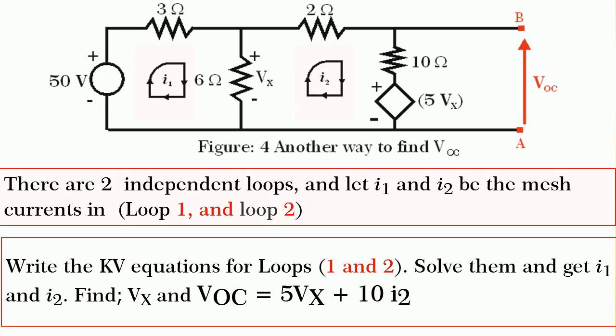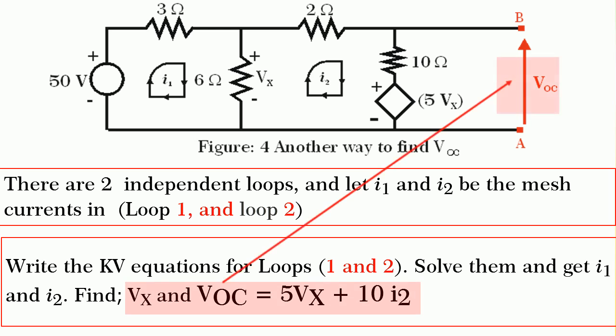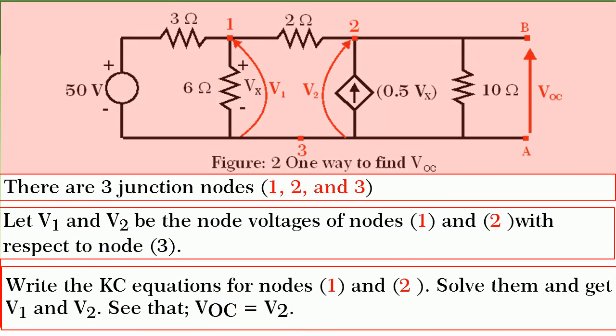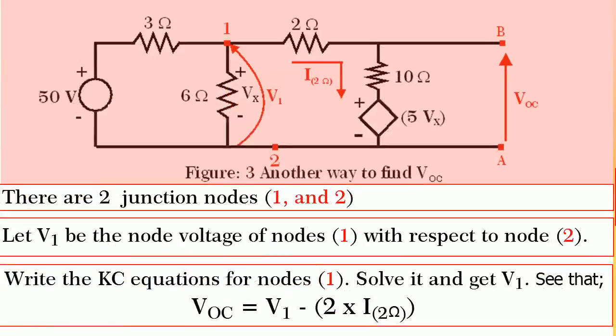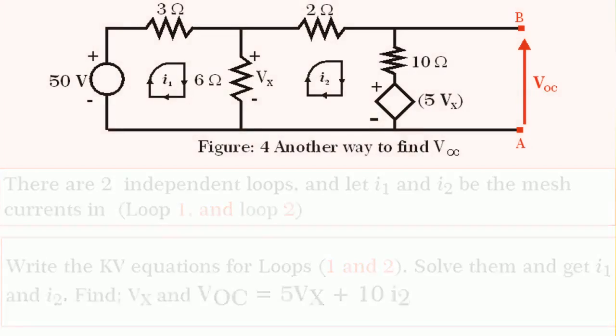Consider figure 4. There are two independent loops. Let I1 and I2 be the mesh currents assumed. Write Kirchhoff's voltage equation for both the loops and solve for I1 and I2 and get Vx also. Note that VOC is equal to 5 times Vx plus 10 I2. Friends, I will solve taking the original network as it is, that is figure 2, and you can solve by other methods and get the same answers.